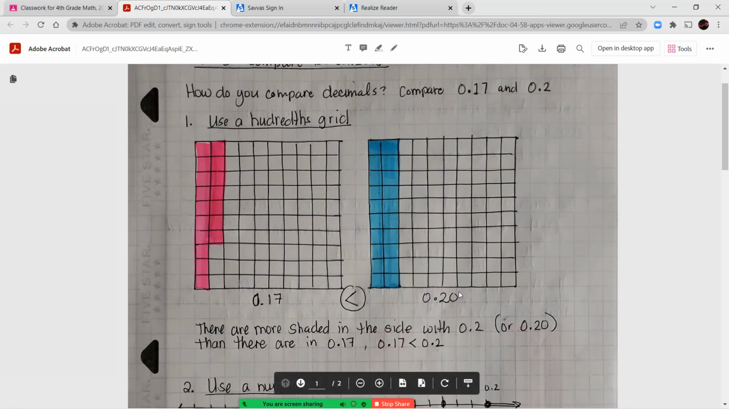Now you can add that 0 placeholder right there so that they're both going out to the hundredths. If this was written out only to the tenths, like it was up here as 0.2, you can add that 0 placeholder in the end, and then it's easy to compare. Compare 17 to 20.